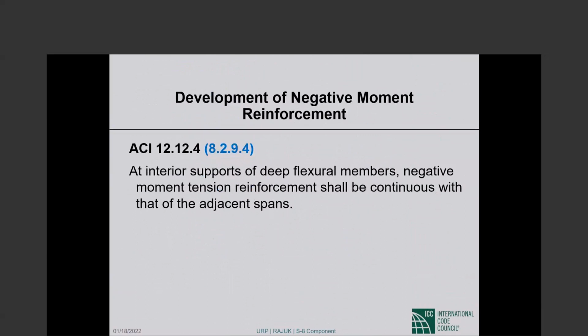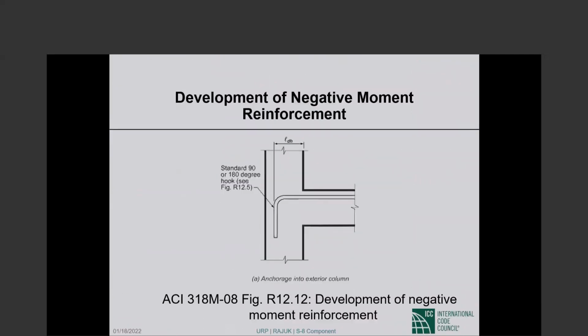This is now deep flexural members. At interior supports of deep flexural members, negative moment tension reinforcement shall be continuous with that of the adjacent spans. That doesn't give you any choice. Just say it's continuous. So, development of negative moment reinforcement.